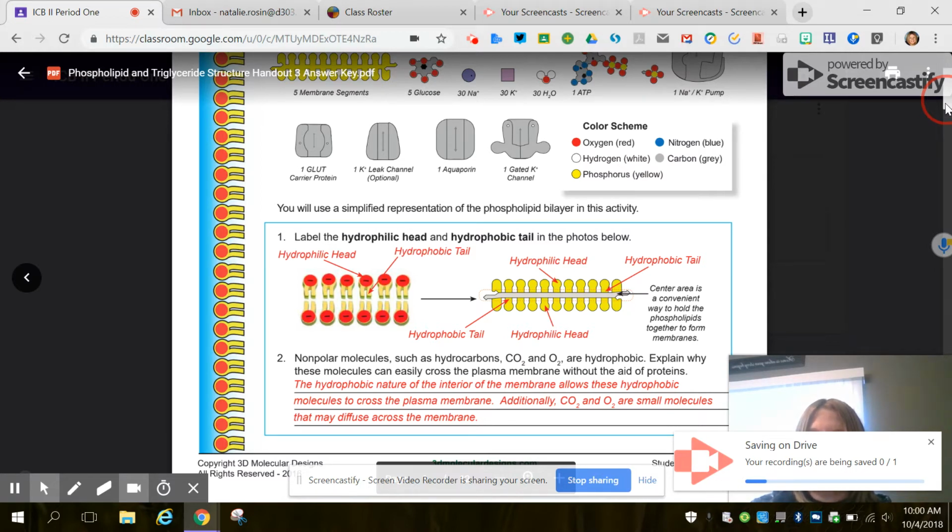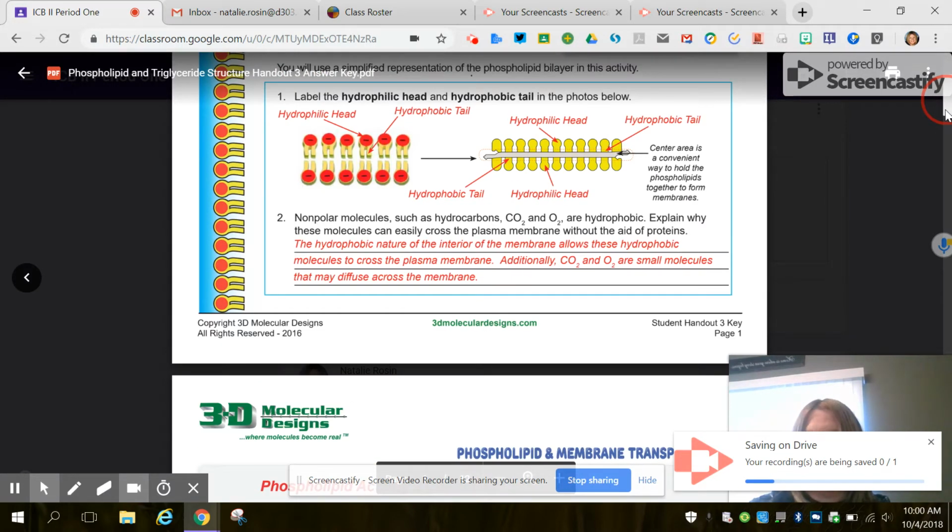These two molecules, because they are small and nonpolar, oxygen being 32 grams per mole, carbon dioxide being 44 grams per mole, can pretty much move through a phospholipid bilayer undetected. They do not need any channel protein, transport protein, anything like that to help them move through it. And so, it makes them probably the easiest molecules to get across.